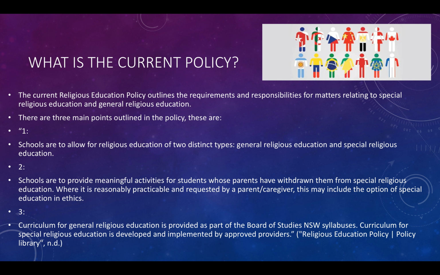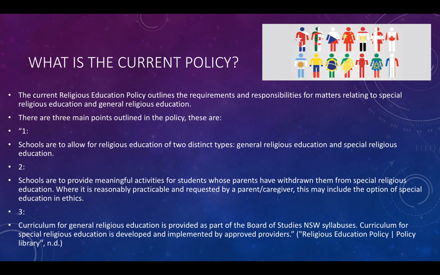The current religious education policy outlines the requirements and responsibilities for matters relating to special religious education and general religious education. There are three main points outlined in the policy. These are: number one, schools are to allow for religious education of two distinct types: general religious education and special religious education.